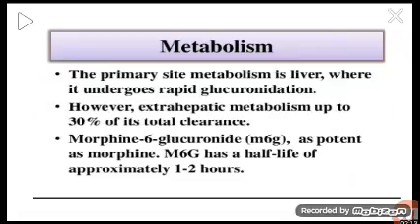Metabolism. The primary site of metabolism is the liver, where it undergoes rapid glucuronidation. However, extrahepatic metabolism accounts for up to 30% of its total clearance. Morphine-6-glucuronide, M6G, is as potent as morphine and has a half-life of approximately 1 to 2 hours.